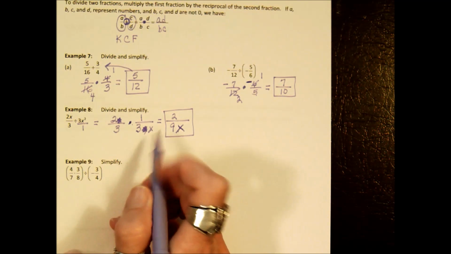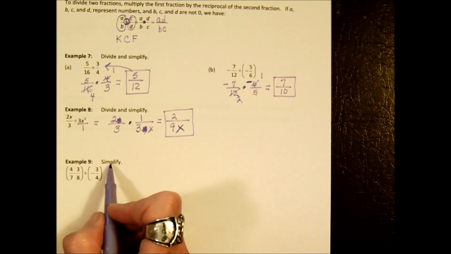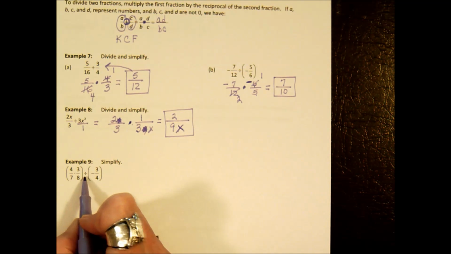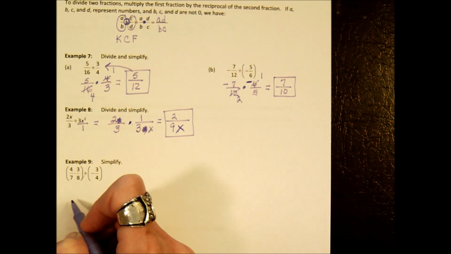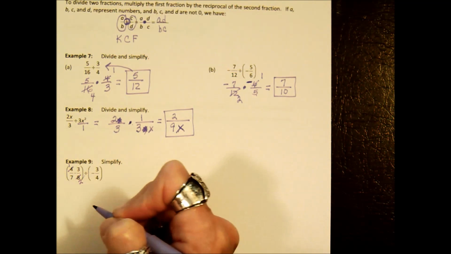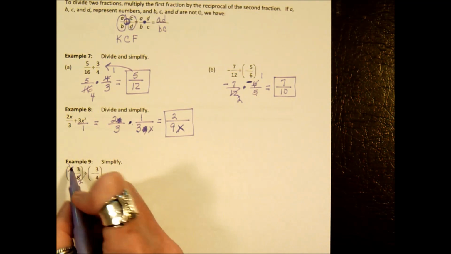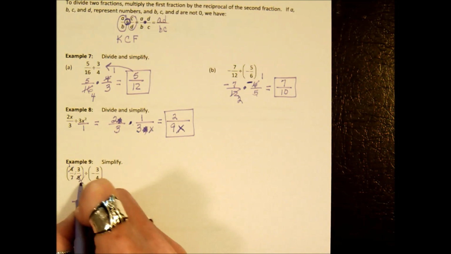All right, let's look at one that has more than one operation. It says simplify. Well, before I do keep, change, flip, I have to do what's in parentheses. And can I cross cancel there? Yes, I can. 4 goes into 4 once, it goes into 8 twice. So in the parentheses, I have 1 times 3, 3, 7 times 2, 14.